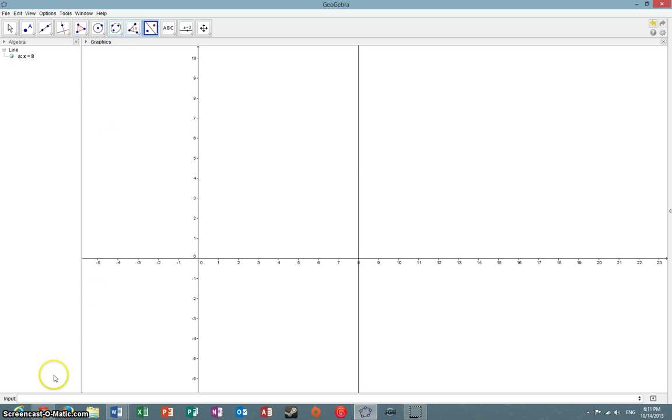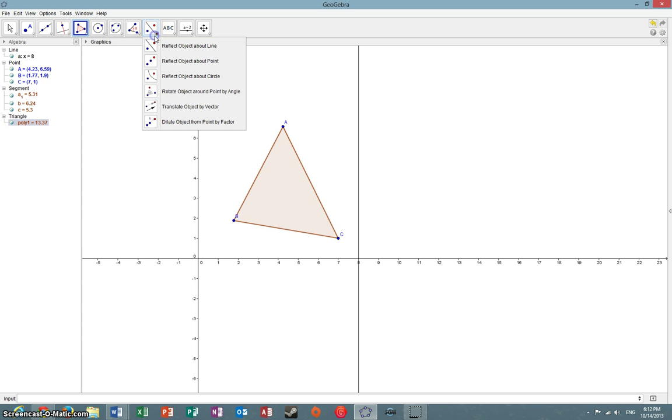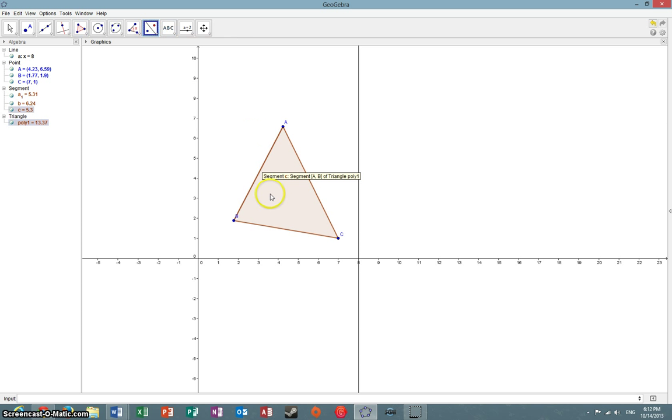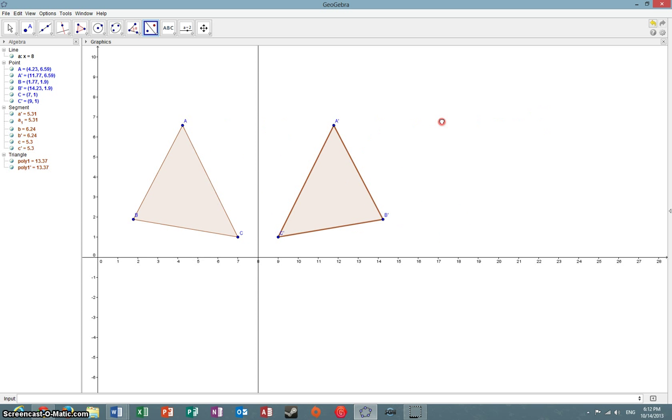So I'm going to put in here a polygon, could be any polygon. And to do that, I just went to my polygon tool and I just clicked 3 times to get each point, and then one last time to connect back to our starting point there. I'm going to reflect this by going to reflect about a line by selecting that, clicking on the triangle, and clicking on the line of reflection.